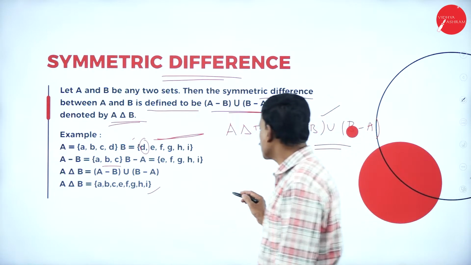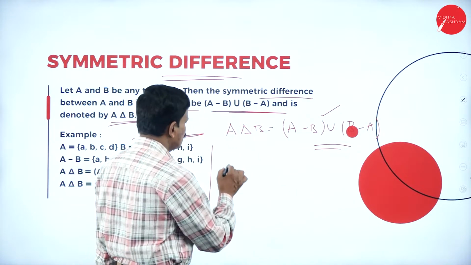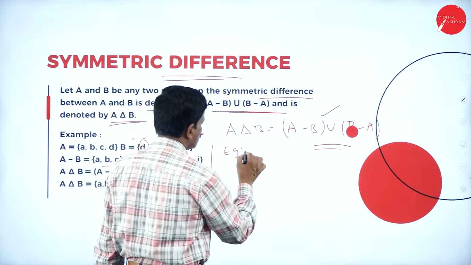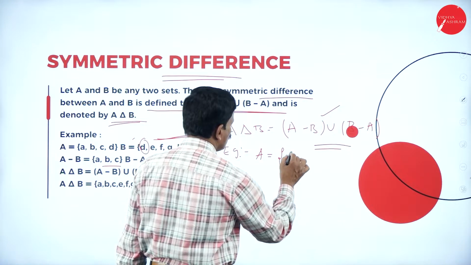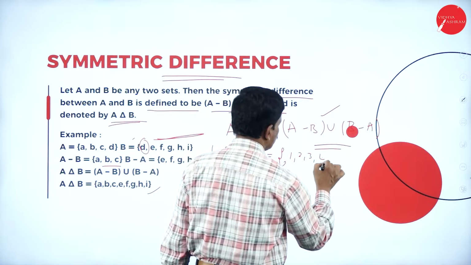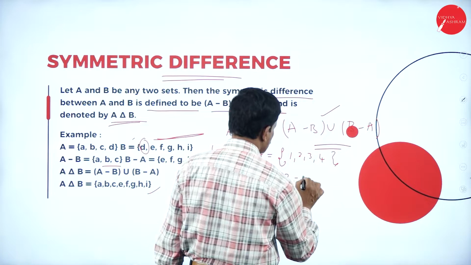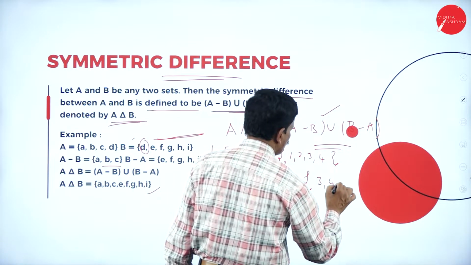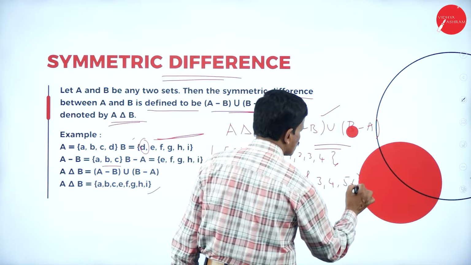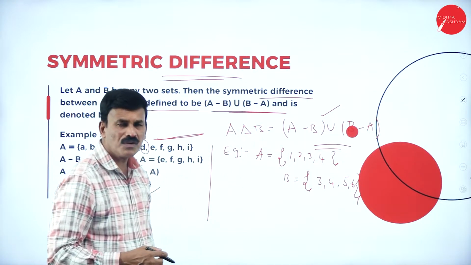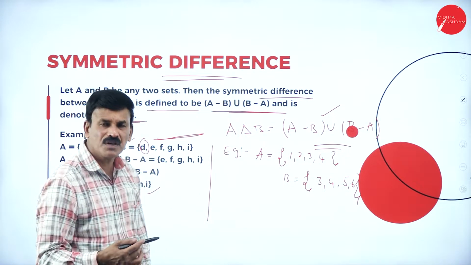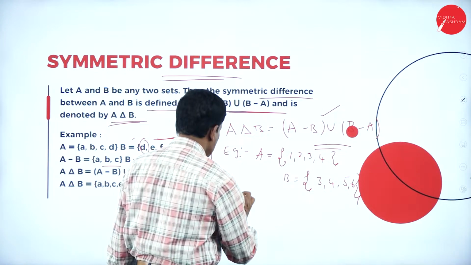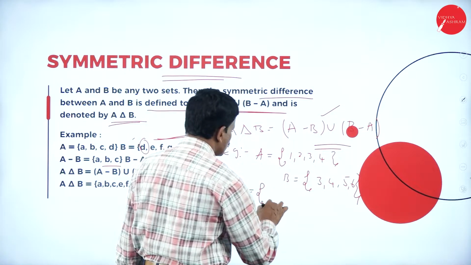Let me take one more example. I will take another example. Let us consider A equal to {1, 2, 3, 4} and another set B equal to {3, 4, 5, 6}. These are the two sets. Now find out the symmetric difference. Before that, find out A minus B. What is A minus B? The elements which are in A but not in B.